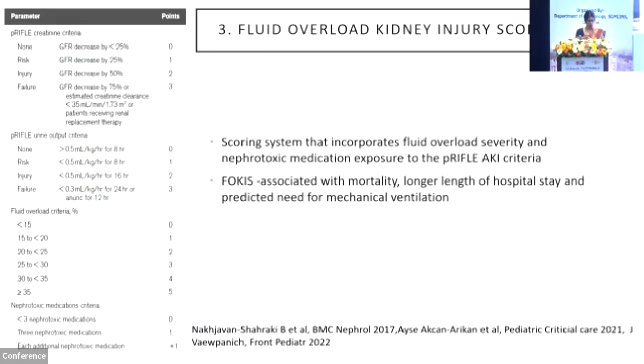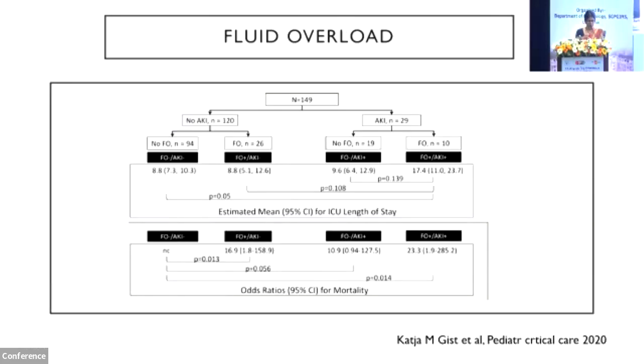We know that fluid overload is a critical component of outcomes, and this is the fluid overload kidney injury score, which incorporates fluid overload severity and nephrotoxic exposures into the pRIFLE criteria. This score has been associated with various adverse outcomes. Here is a study with 150 critically ill children where fluid overload was combined with creatinine, and as you can see, those with fluid overload had worse outcomes irrespective of the AKI status. They had longer length of hospital stay and higher odds of mortality.